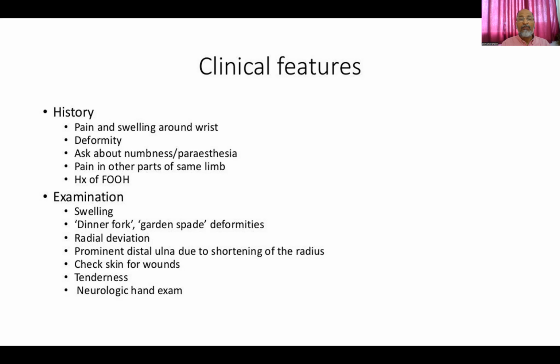Then there is pain in the other parts of the same limb because of the trauma. Then there is a positive history of a fall on the outstretched hand. So this is all about the history part.